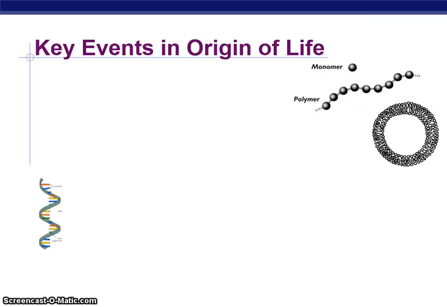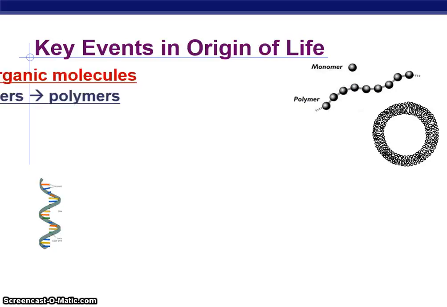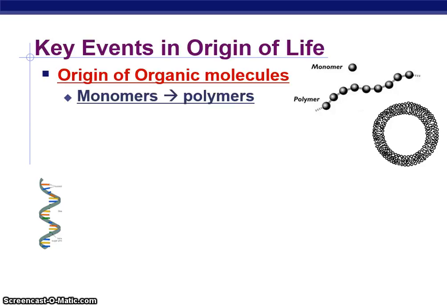Before you can make cells, which are relatively complex, you have to have organic molecules or the building blocks for those cells. And so it would make sense that you'd have to start by building monomers, things like amino acids, sugars, lipids, and nucleic acids. Those monomers could then form polymers. So they would bind with each other, forming proteins, complex carbohydrates, lipids, and nucleic acids.